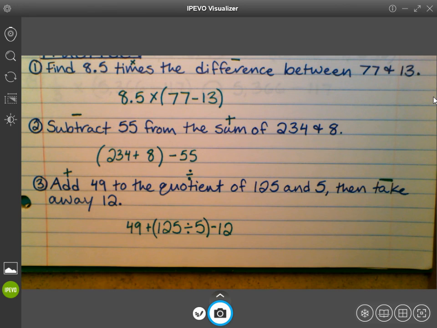I will turn on some work music. You have about 10 minutes, 5 to 10 minutes, before we transition into language arts. Go ahead. Nice work today.